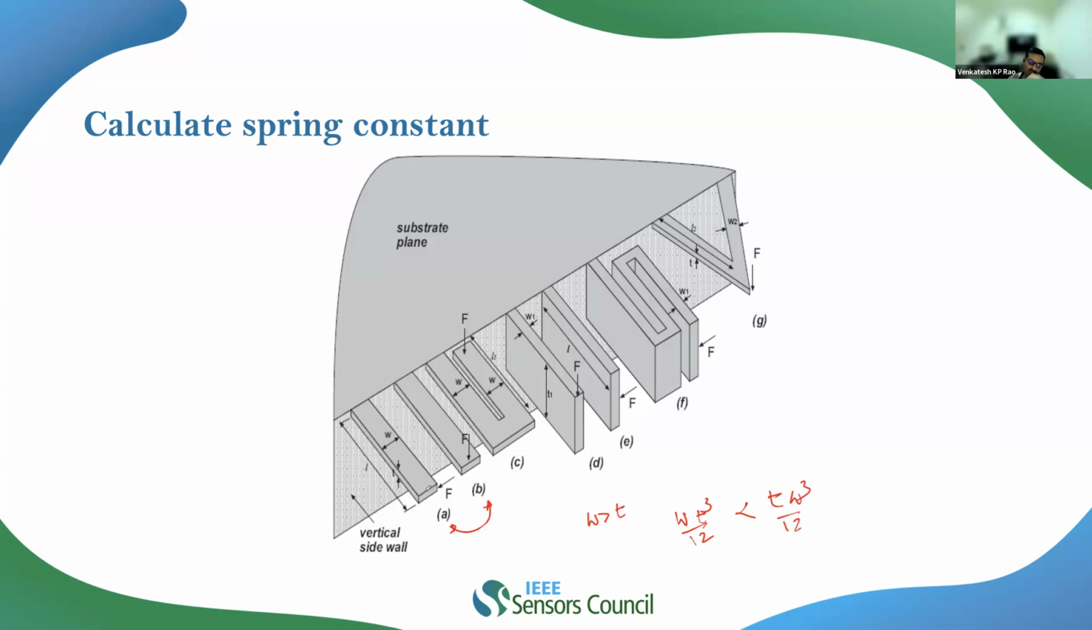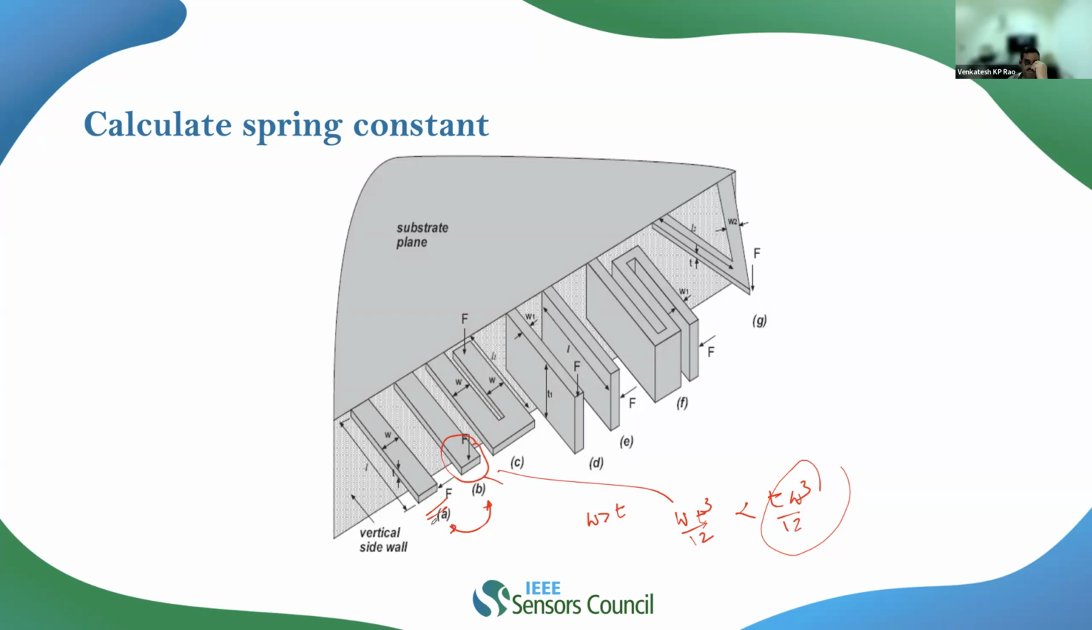This is what you get as the sectional inertia, TW cube divided by 12, the moment of inertia for this section. On the other hand, for this one, I will get WT cube divided by 12. Since the moments of inertia are different, naturally we can easily bend the second case in comparison to the first one. That's why the stiffness in the y direction will be much smaller than the stiffness in the x direction.